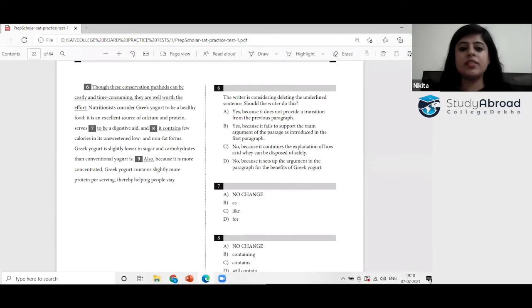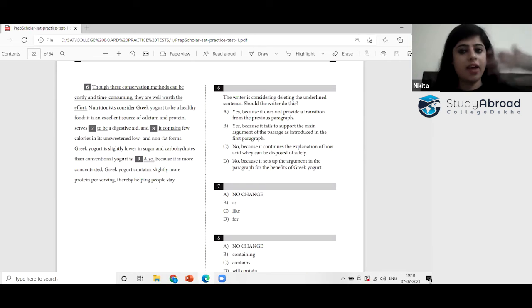It says, though these methods can be costly, they are well worth the effort. Nutritionists consider Greek yogurt to be a healthy food. Why? Because it is an excellent source of calcium and protein. It serves as a digestive aid, and it contains few calories in its unsweetened, low and no fat form. Greek yogurt is slightly lower in sugar and carbohydrates, so they're talking about the nutritional value. Also, because it is more concentrated, Greek yogurt contains slightly more protein per serving.